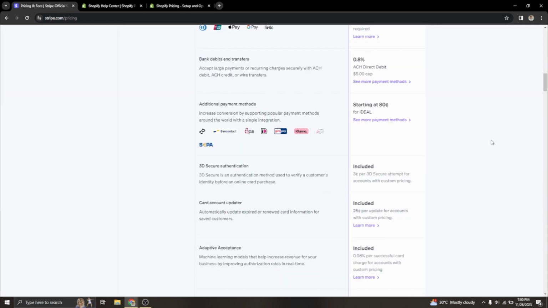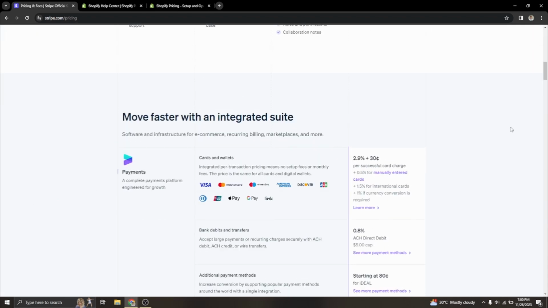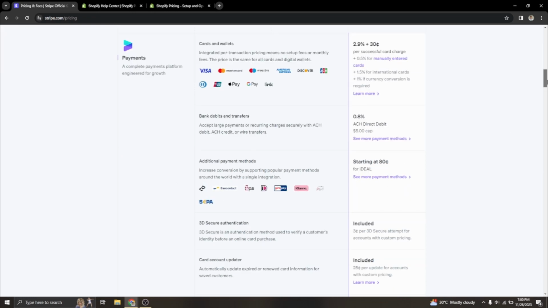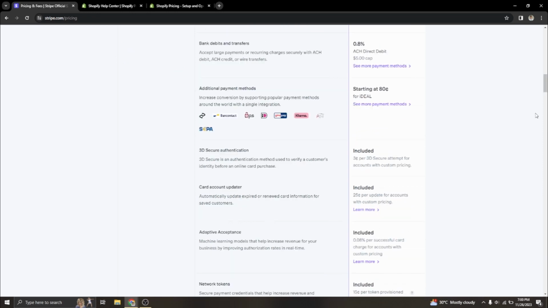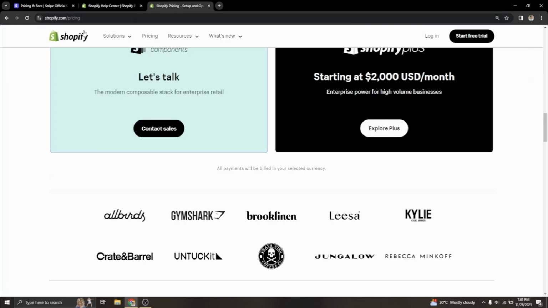Sorry, I think I was supposed to show you this. If you are more curious about Stripe and Shopify when it comes to pricing, go to stripe.com/pricing and shopify.com/pricing.